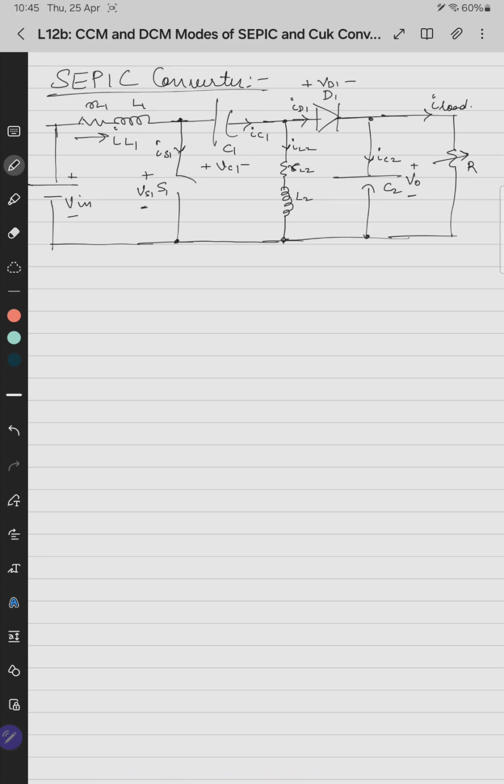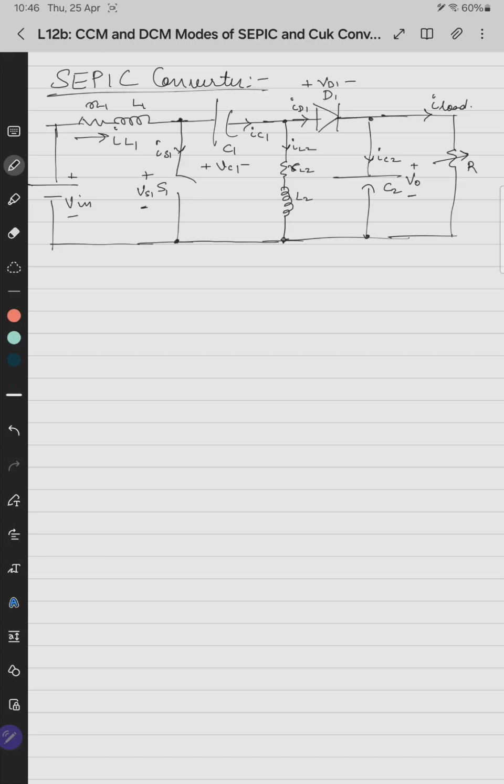So here we have two inductors and two capacitors. In the previous converters, we used to start drawing the steady state waveforms with respect to only one inductor current. But here we have two inductors, IL1 and IL2. So here we have two states of analysis, that is, IL1 and IL2.